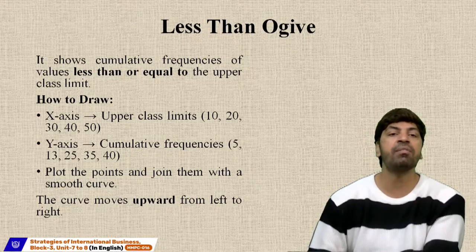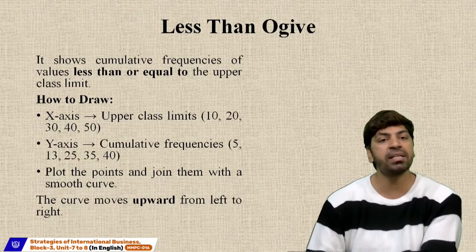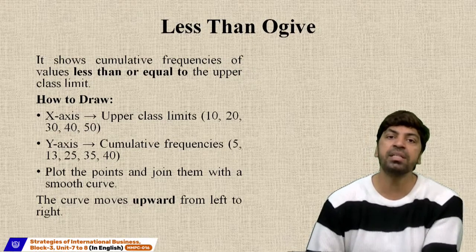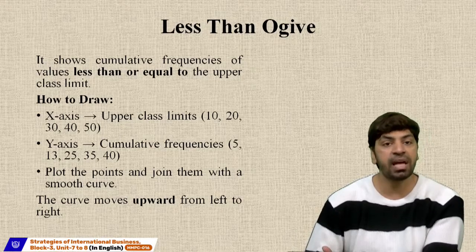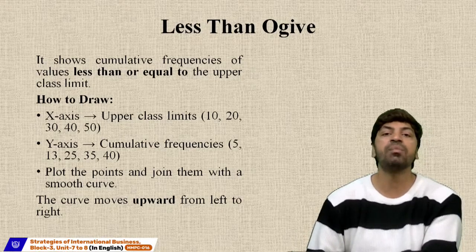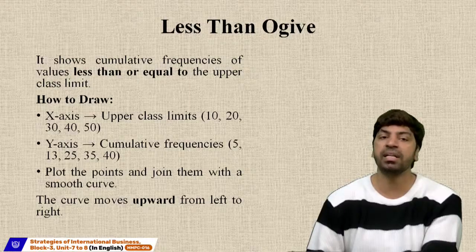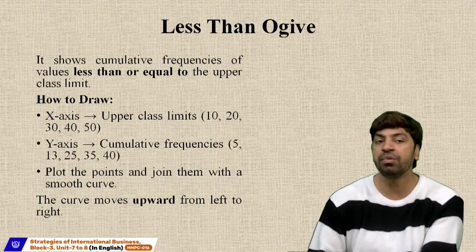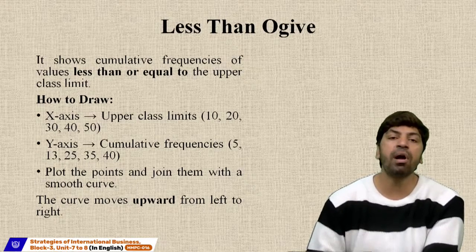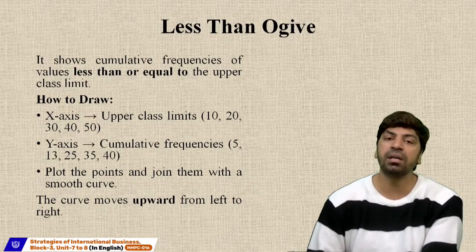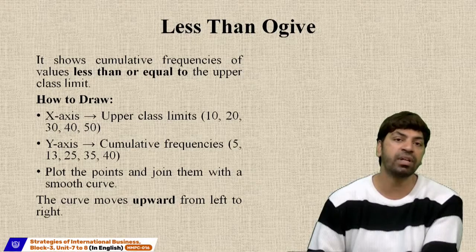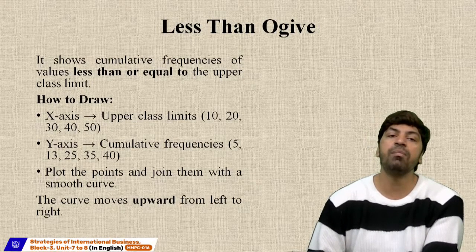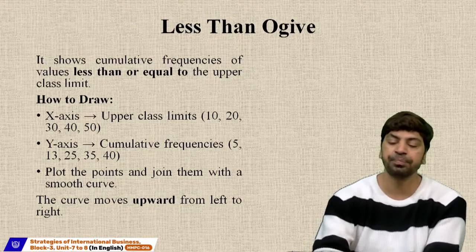So how to draw it: we can just have two axes, the x-axis and the y-axis. On the x-axis we refer to the upper class limits, for example 10 to 50. The y-axis is the cumulative frequency, 5, 13 and so on, just based on assumed values. We plot the points and join them with a smooth curve, and that is called the less than ogive curve. It always slopes upward from left to right.